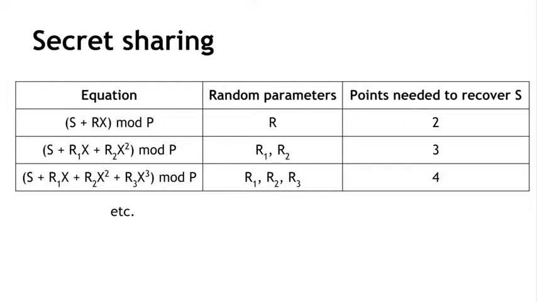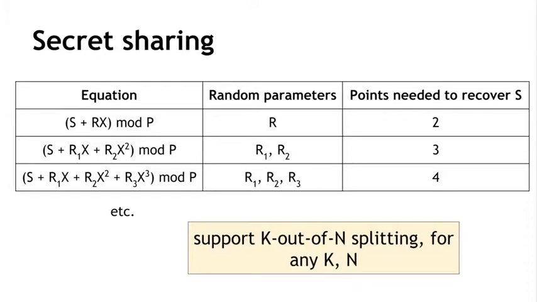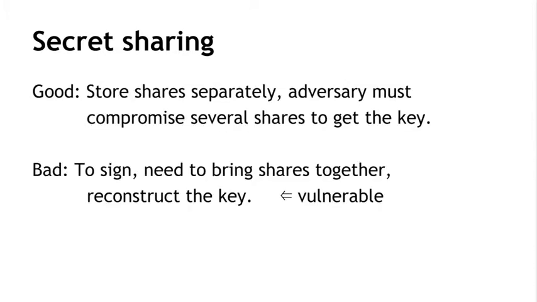And so this scheme will let you take any secret and split it into n shares such that k shares or more are needed to reconstruct. And that turns out to be a really useful thing because now you can take a secret key or other secret information and split it up in this way. Support k out of n splitting for any k and n. So let's talk about the good and bad that we get out of this process.